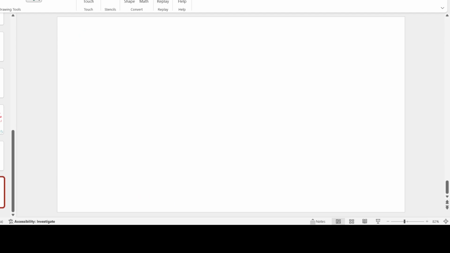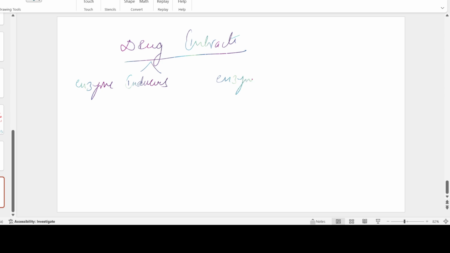Now, we need to end the session, right? We need to end the session by speaking about drug interactions. Now, what is drug interaction? You have two types of drug interaction. One is enzyme inducers. Next, you have something known as enzyme inhibitors.